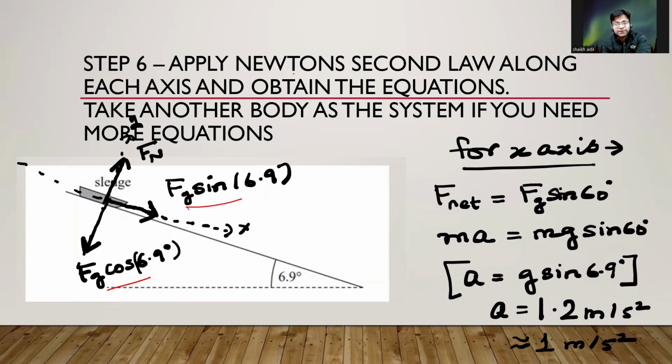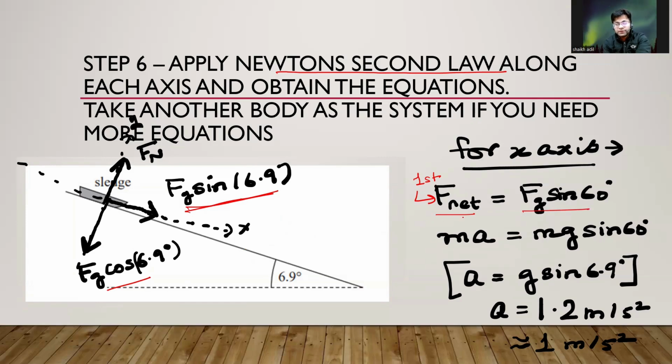Now we will apply step 6. In step 6, we apply Newton's second law along each axis and obtain the equations. So let's apply Newton's second law for the x-axis. The first step is to find F net, the net force acting on it. There is just one force, Fg sin 6.9 degrees, on the x-axis, and it is acting along the positive direction. So F net would be Fg sin 6.9 degrees.